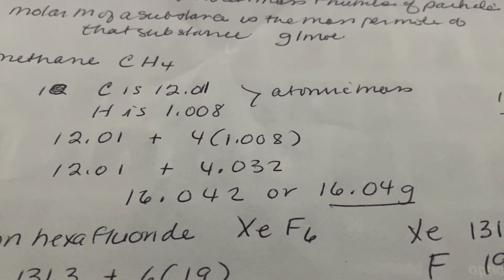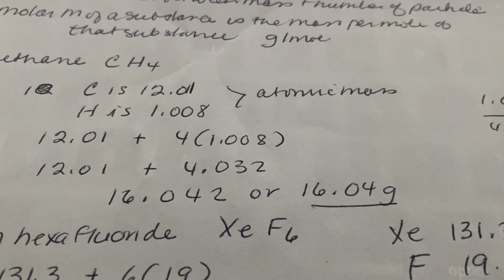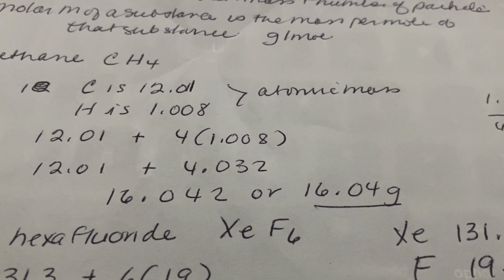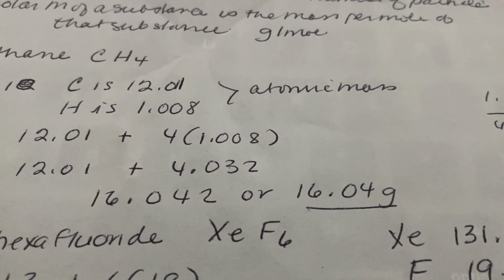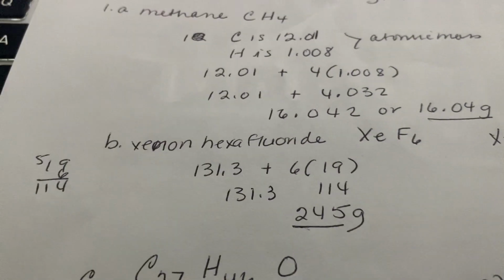So it's going to be 16.042 on your calculator if you just added those. But then you can only go to the sig figs of 4. You have to round it off. So it's 16.04 grams. Okay.